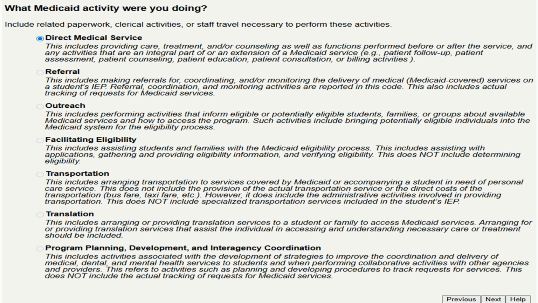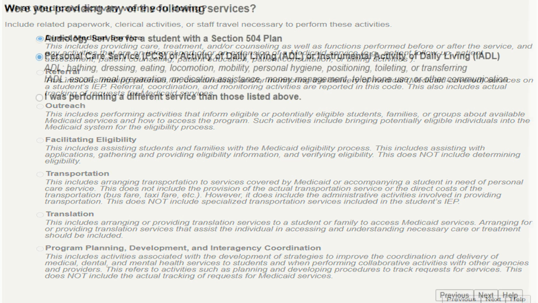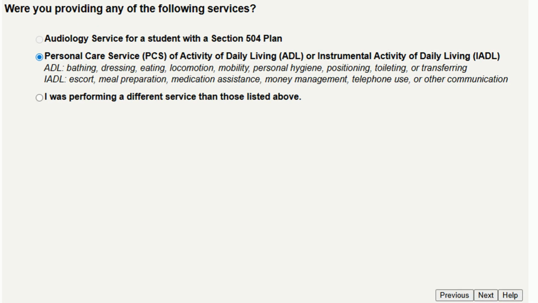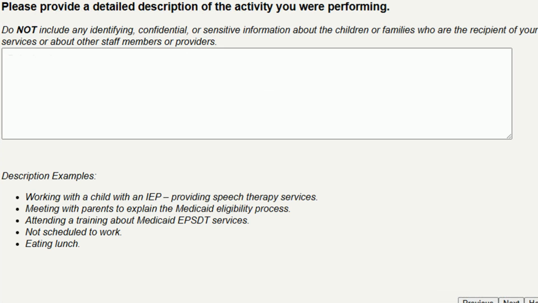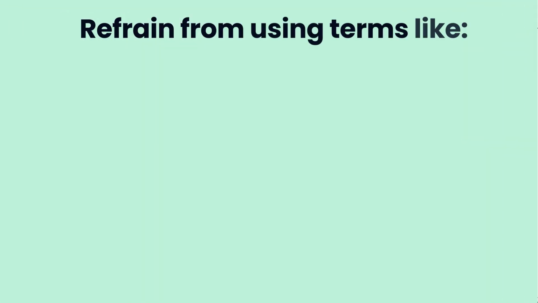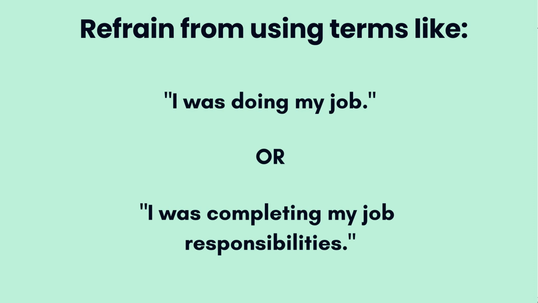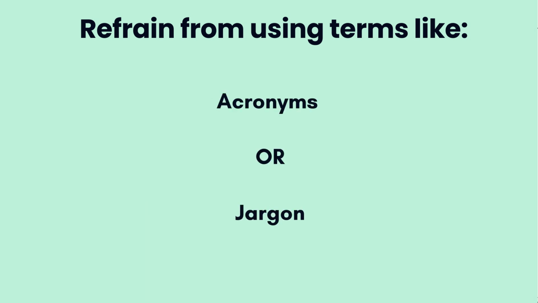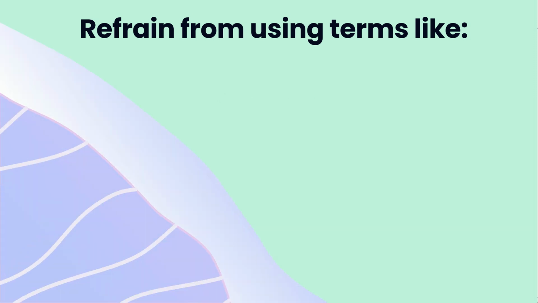Depending on your selection, you may be asked to clarify if you're providing either the service of audiology or personal care services. If personal care is chosen, you'll be asked if the service that was provided is in their IEP. You will also be asked to provide a detailed description of the activity you were performing. Be sure to describe in detail exactly what you were doing, refraining from vague answers like, "I was doing my job," or "I was completing my job responsibilities." You will also want to refrain from using acronyms or jargon during this section.